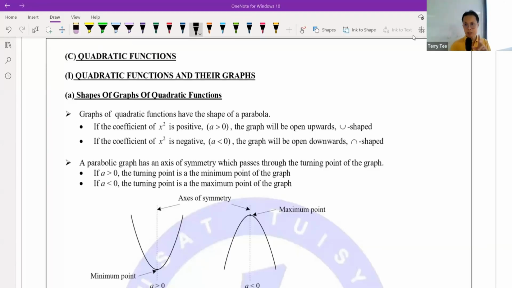Let us get started. The coefficient of x squared determines the shape of the graph. This one I learned in maths, right? If your a is more than 0, it's a smiley face. If your a is less than 0, it's a frowny face. Yeah, you all know this, right?